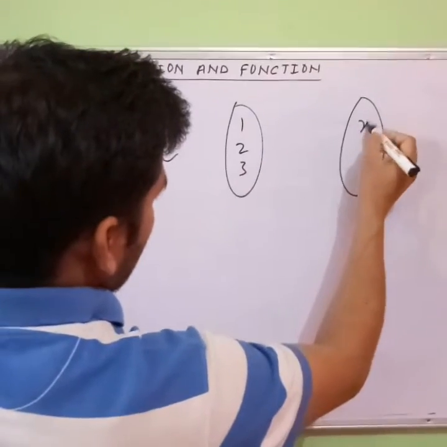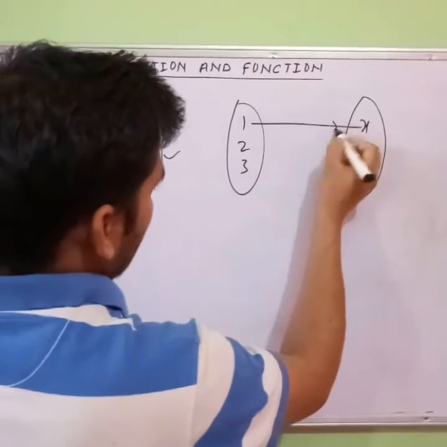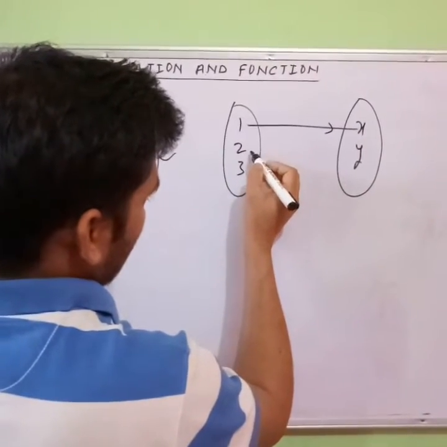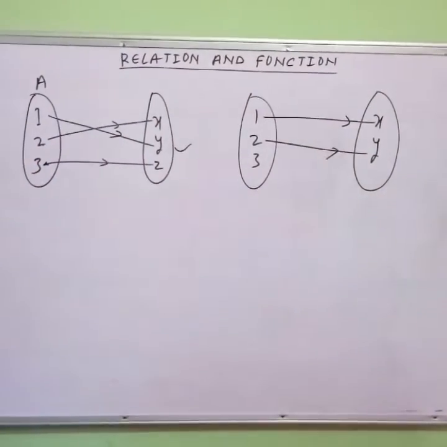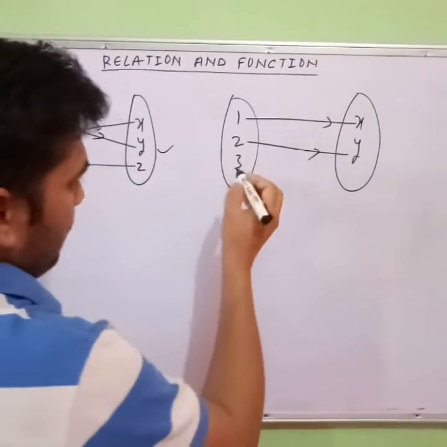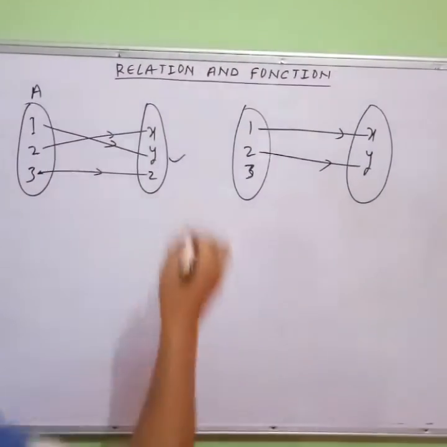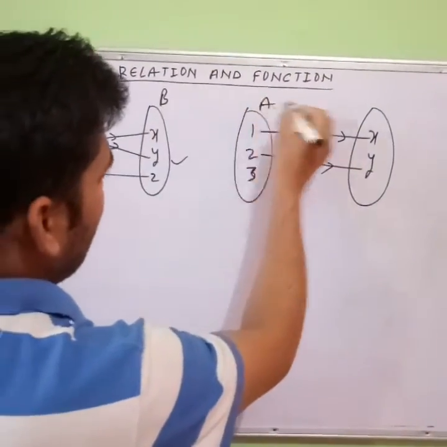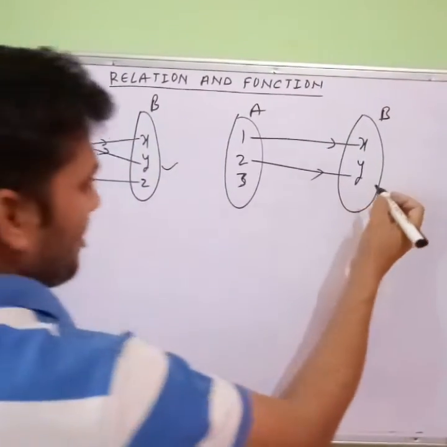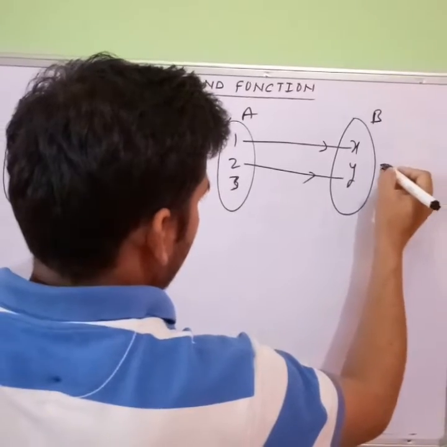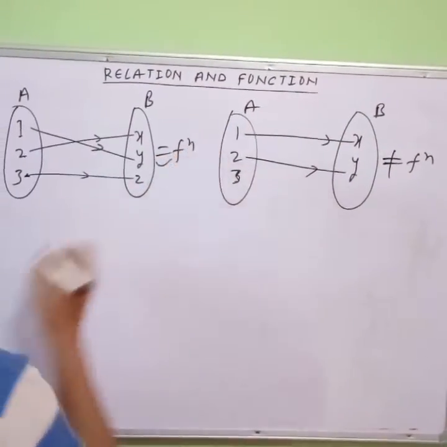Similarly, if suppose x, y is mapped like this. Now here this element has no image in set B. It means that this is not a function. Not function. This is function.